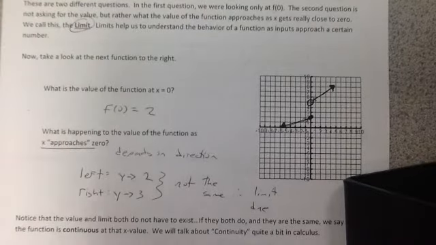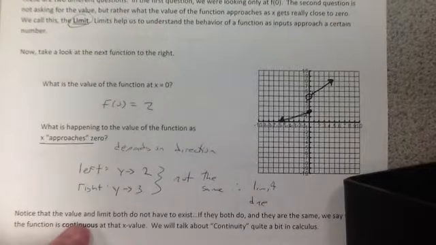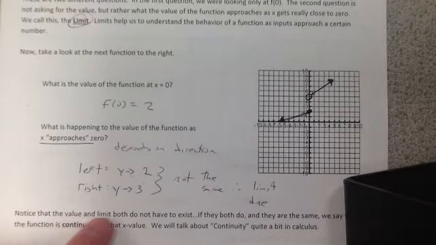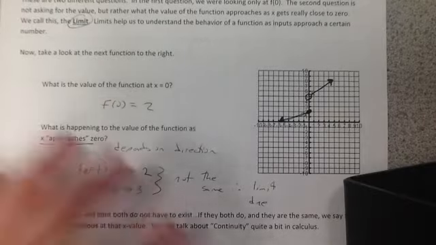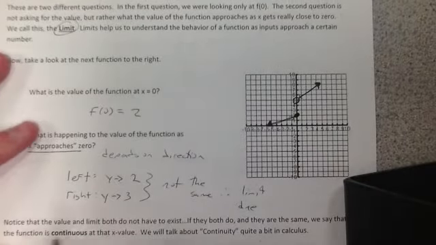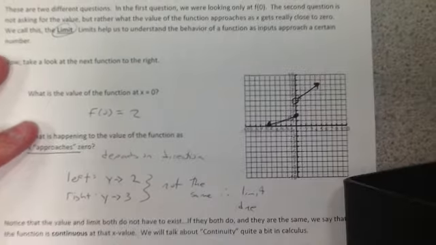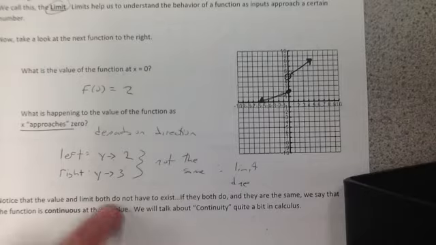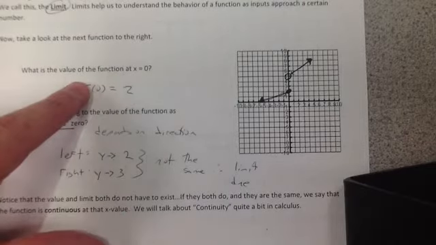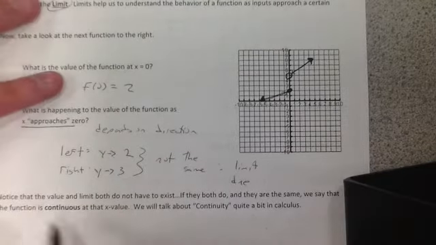Now, notice that the value and the limit do not both have to exist. See, this one has a value, this one does not have a limit. But if they do exist and they are both the same, in other words, if the limit and the value were the same, then we say that the function is continuous.